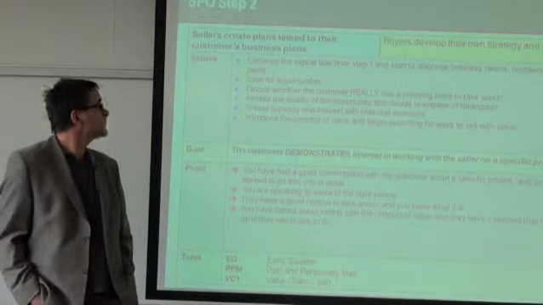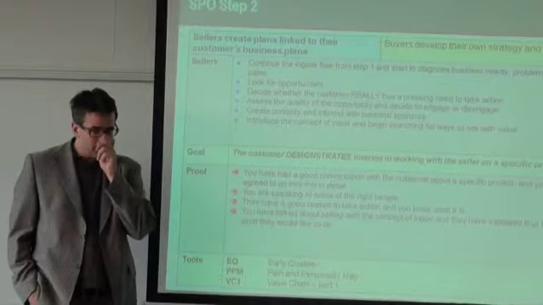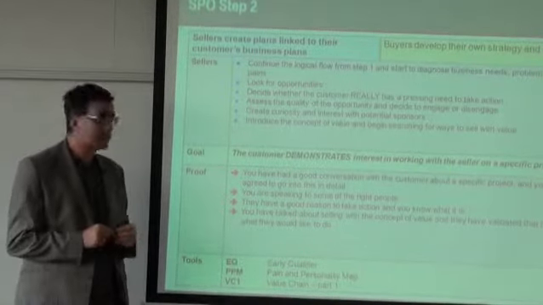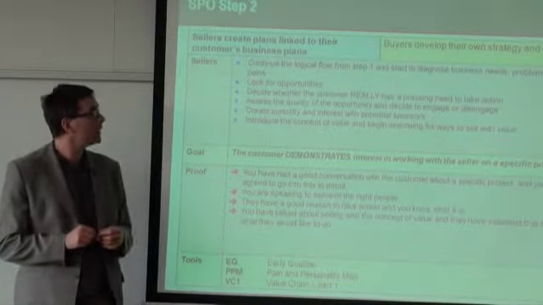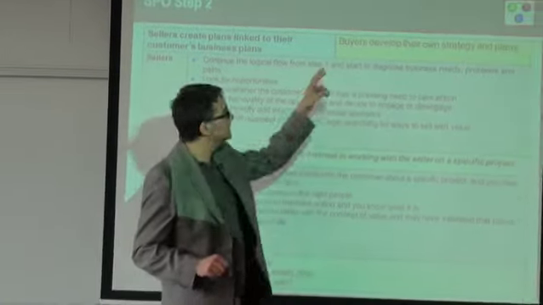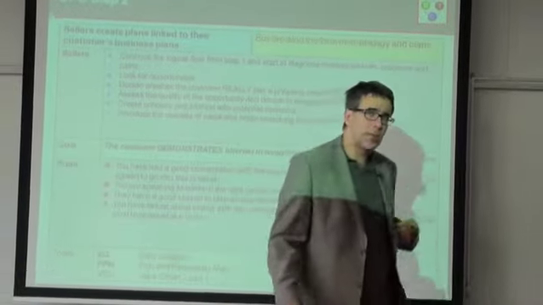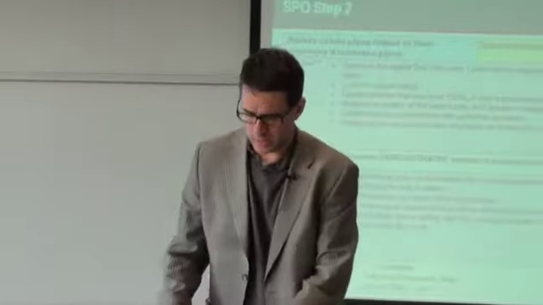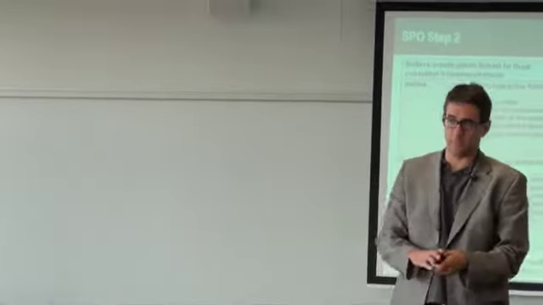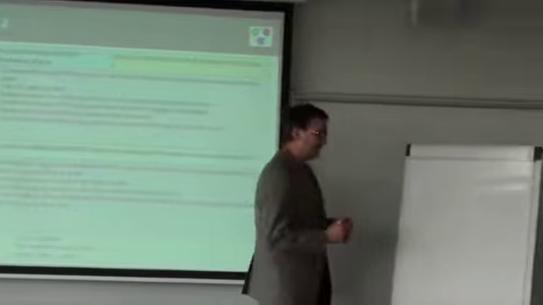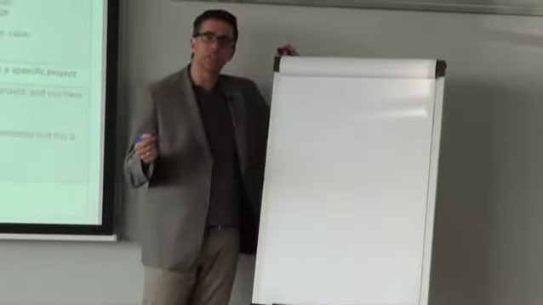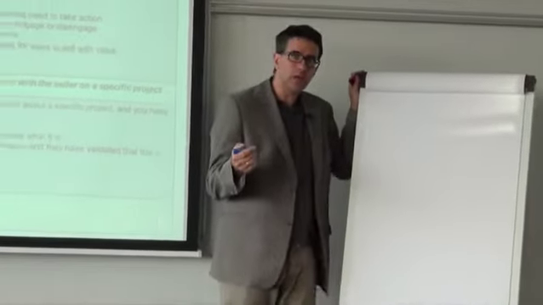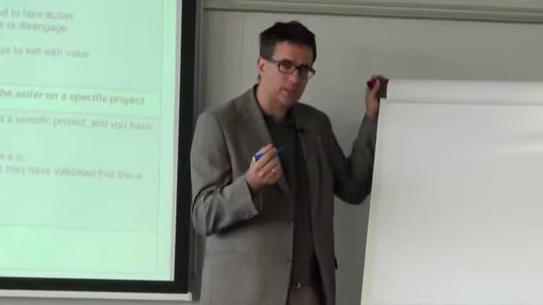Okay, so step two. Step two is where the salespeople create plans linked to the customer's business plans, and the buyers develop their own strategy and plans. Now, later in the process, in this filming that we're doing, you're going to have the opportunity to look at the account plan and the opportunity plan in detail and understand how that works.